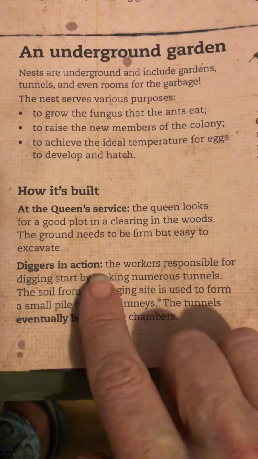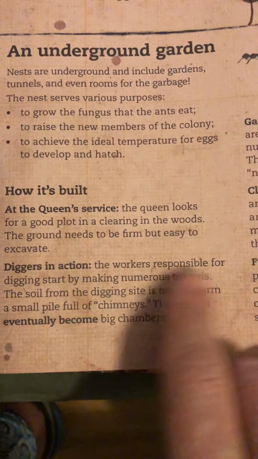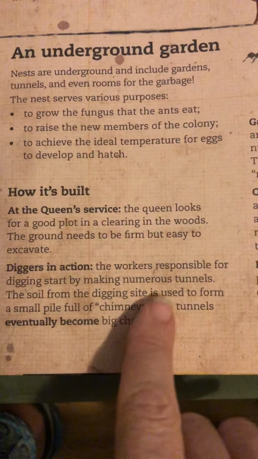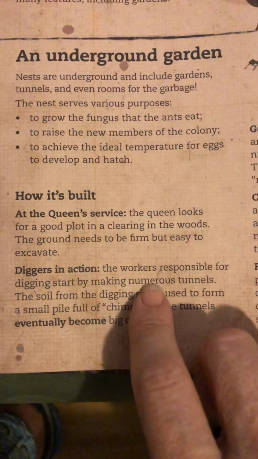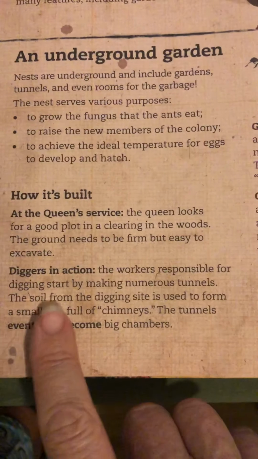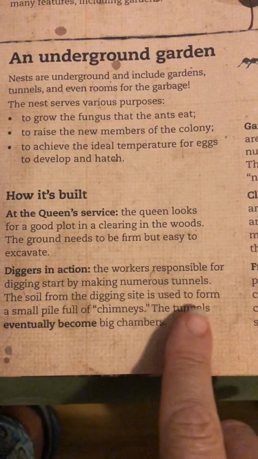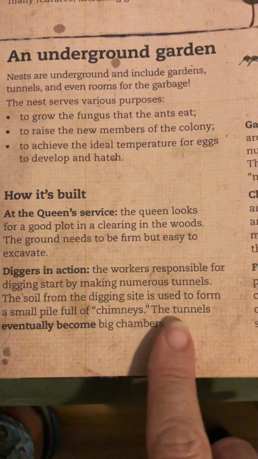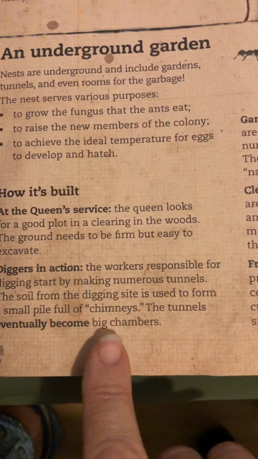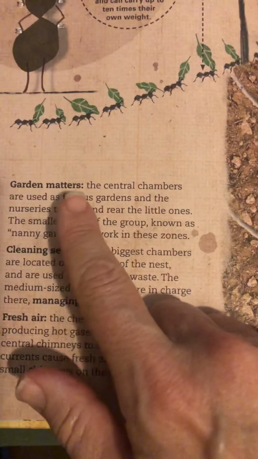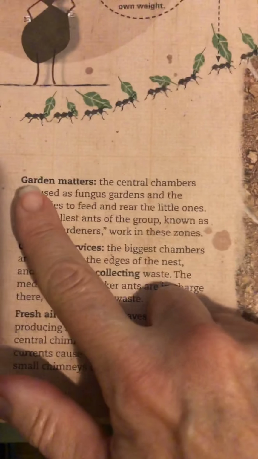Diggers in action. The workers responsible for digging start by making numerous tunnels. Numerous, we see number as a root word, so it means there must be many. The soil from the digging site is used to form a small pile full of chimneys. The tunnels eventually become big chambers. If I think about a chimney, it goes up to the top of my roof and lets things out.